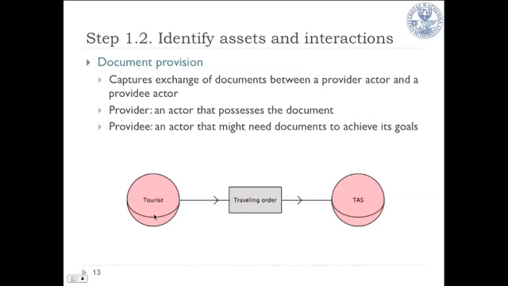Here, in the language, the restriction is that an actor can provide a document that it possesses. So if it doesn't possess the document, it cannot provide a document it does not have. And the provider most probably is an actor that needs these documents to achieve the goals that it has, or goals that have been passed by somebody else through a goal delegation.